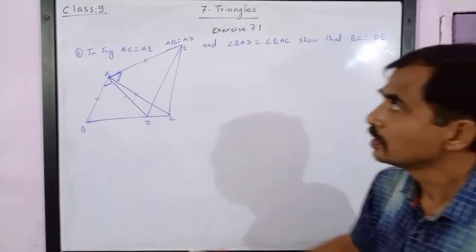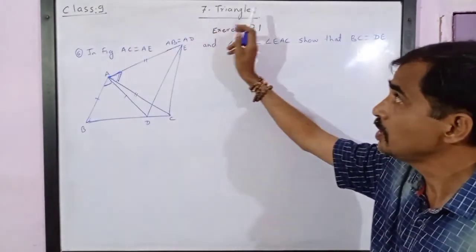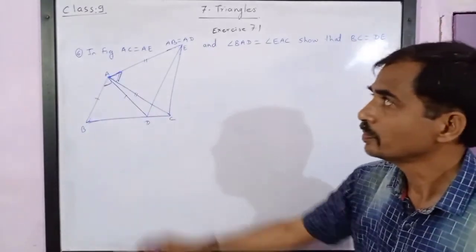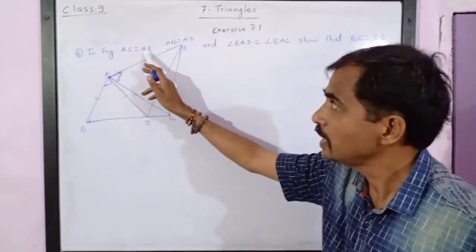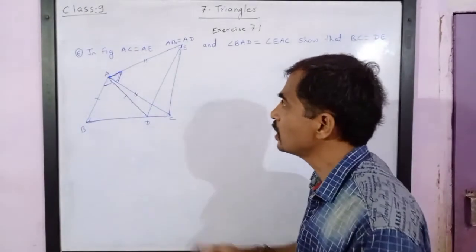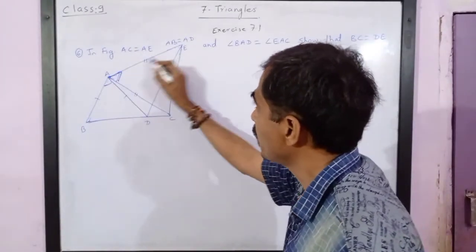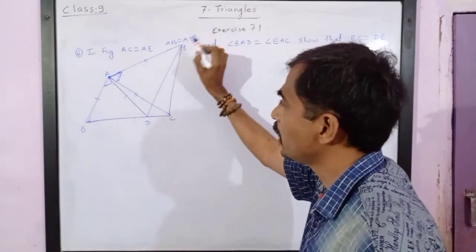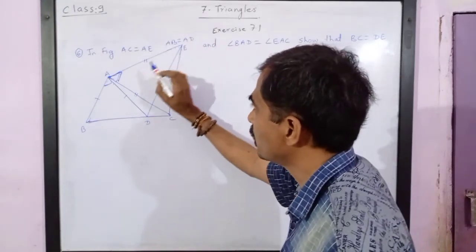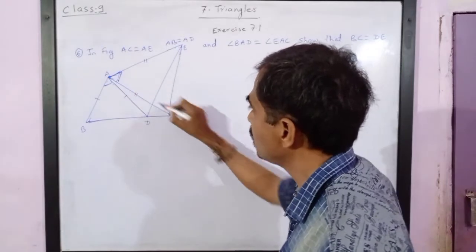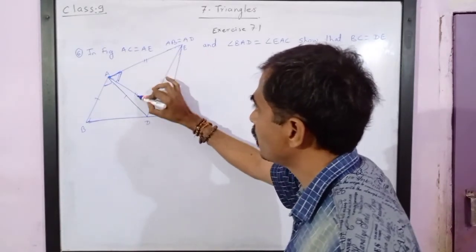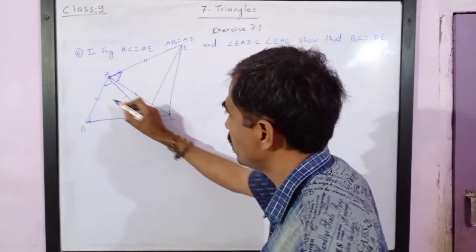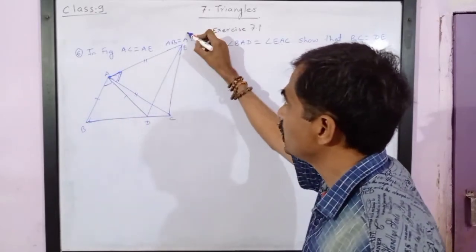Dear friends, in class 9, in 7th chapter, we are studying exercise 7.1 and we have the 6th question. In the figure, AC is equal to AE. So this is AC and this is AE. I have drawn the figure afterwards, so I have to write this AB and AD a little upside. Here we are given that AC is equal to AE. It is marked by two lines. Then AB is equal to AD. I have marked it with a single line.